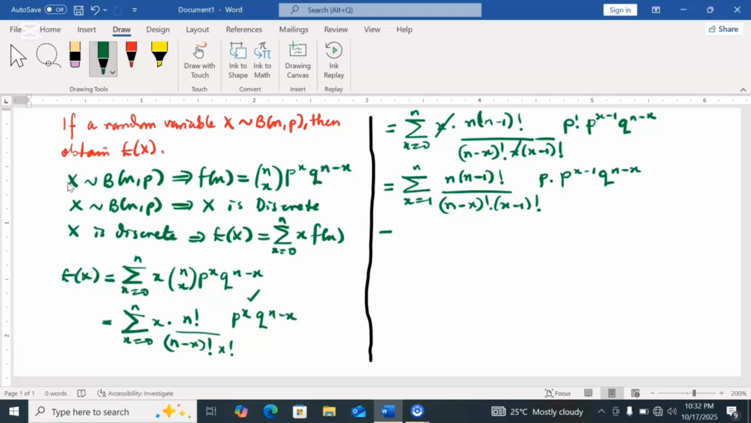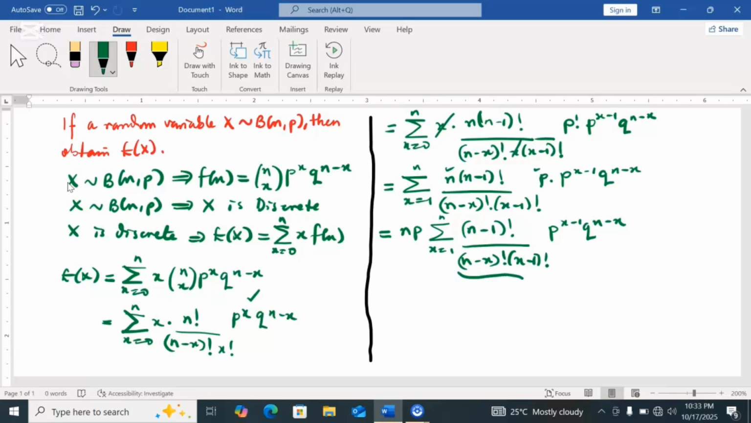Now please take note that n and p are both constants, so they can come out from the summation in product to give np outside, and this will be x equals 1 to n, and this will remain n minus 1 factorial all over n minus x factorial x minus 1 factorial, and this will be left with p raised to power x minus 1 q raised to power n minus x.